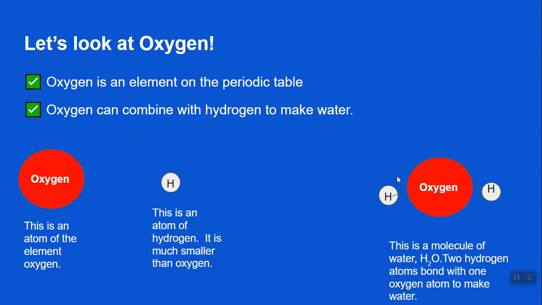All right. Oxygen can also combine with hydrogen to make water. So in this model, we have hydrogen here in white. It's much smaller than oxygen, and we have 2 hydrogen atoms bonded together with 1 oxygen atom, and that makes water, which its chemical formula is H2O. So 2 atoms of hydrogen combined with 1 atom of oxygen to make water.